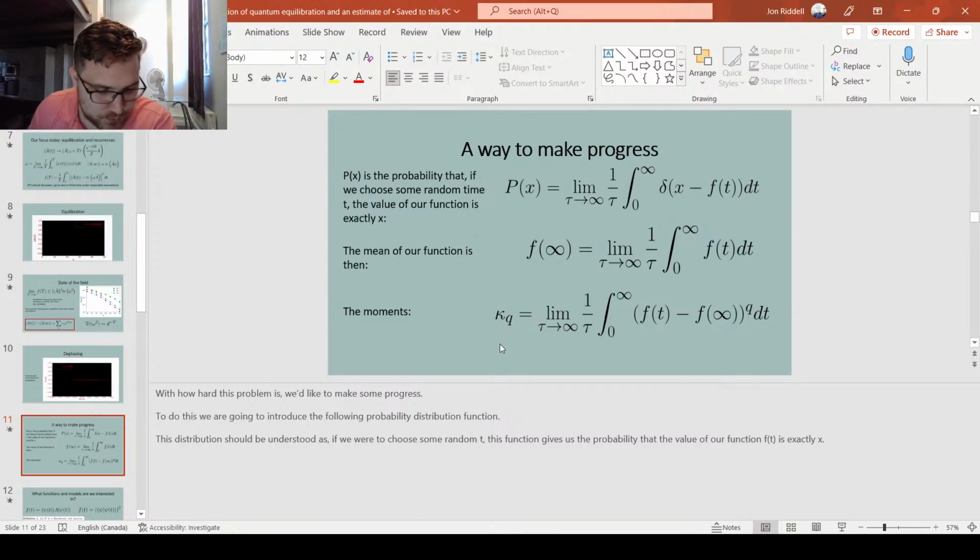Which university did you go to for undergrad and PhD? So for undergrad, I was at Western University in London, Ontario, and for my PhD I was at McMaster University, which is down the road from London in Hamilton, Ontario.